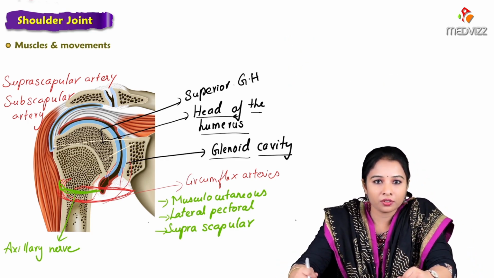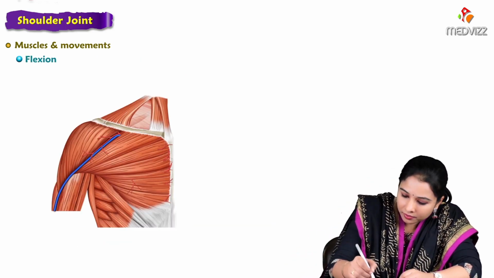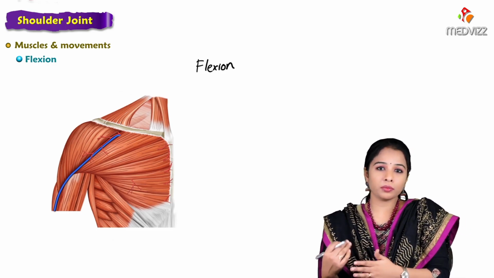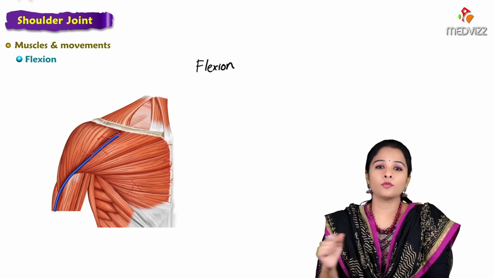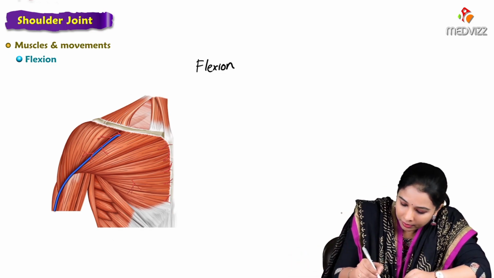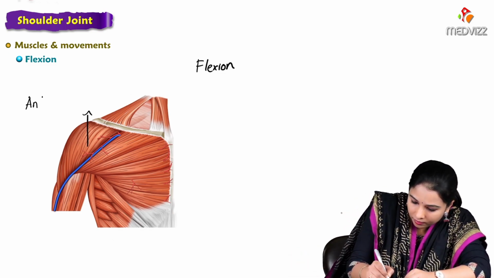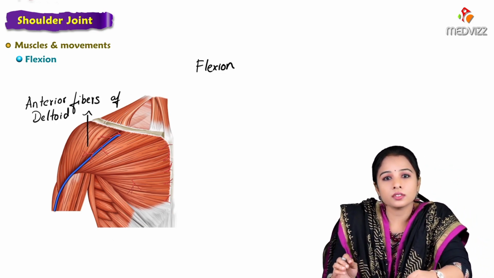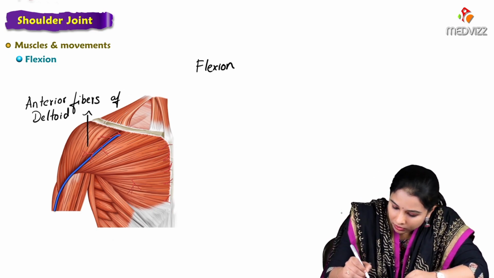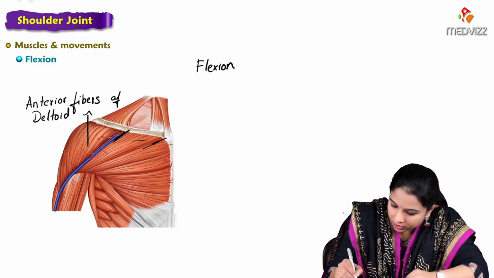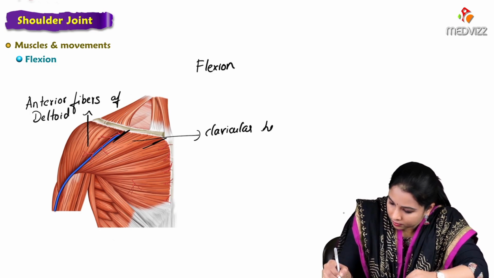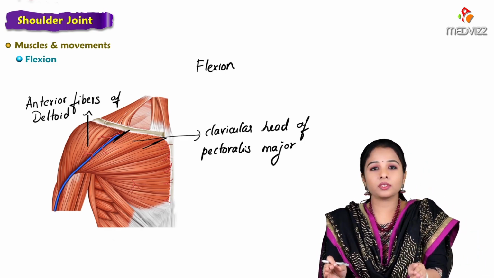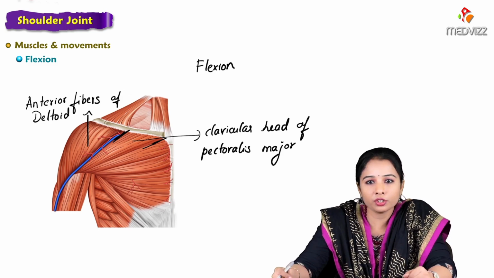Movements of the shoulder joint. So the first movement is flexion. So the anterior muscles of the shoulder joint help in the flexion of the shoulder joint. So the anterior fibers of deltoid, then the clavicular head of pectoralis major. So from here till here is the clavicular origin. So these muscles primarily help in the flexion of the shoulder joint.